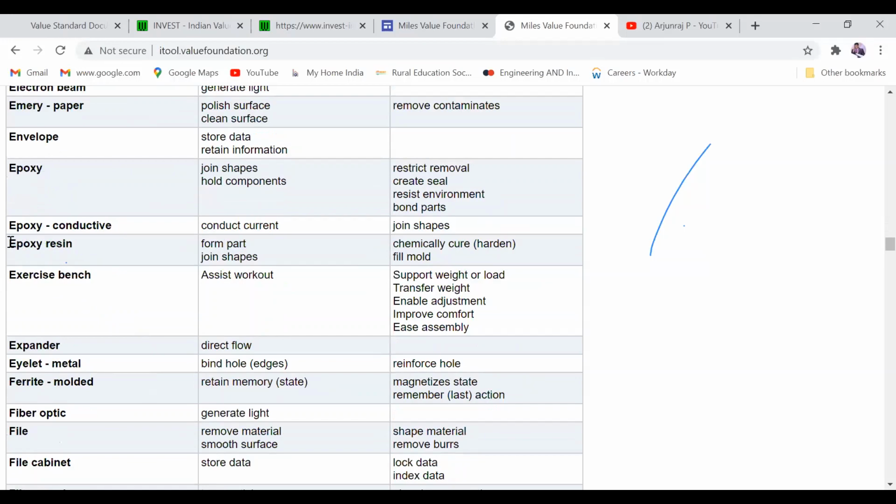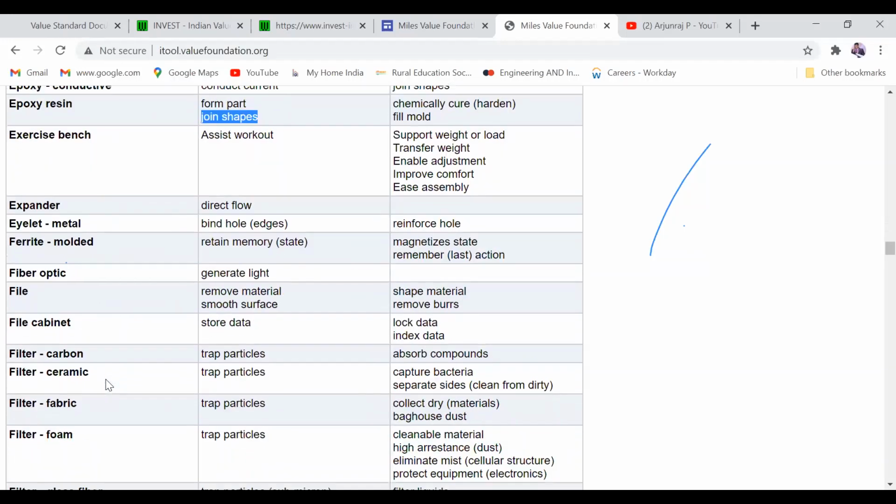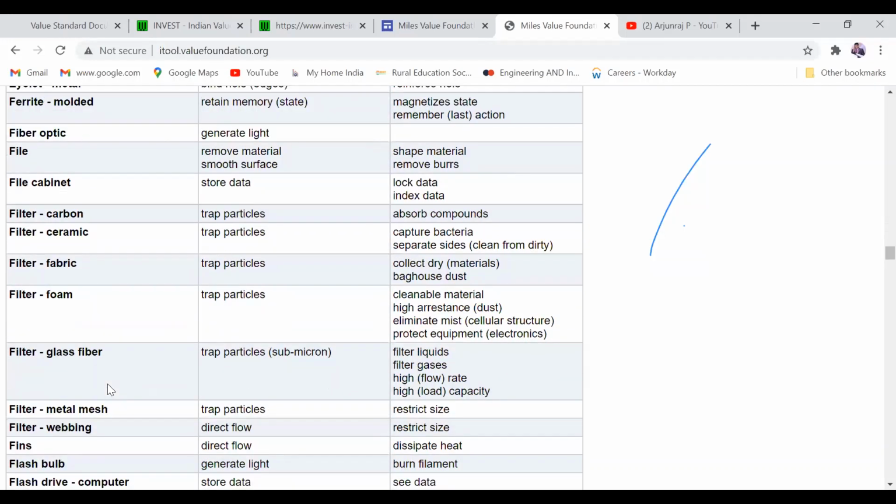Epoxy resin. Resin is used to form a part, to give shape. Then what else? The filter: you have the oil filter, you have the air filter, you even have the water filter. Why do you need to have a filter? To trap the particles, or trap the dust. Basically, one verb and one noun.